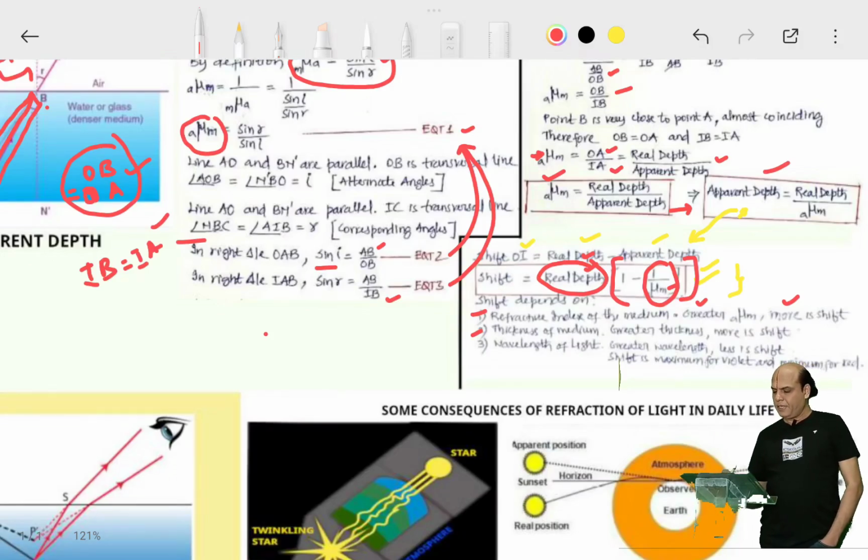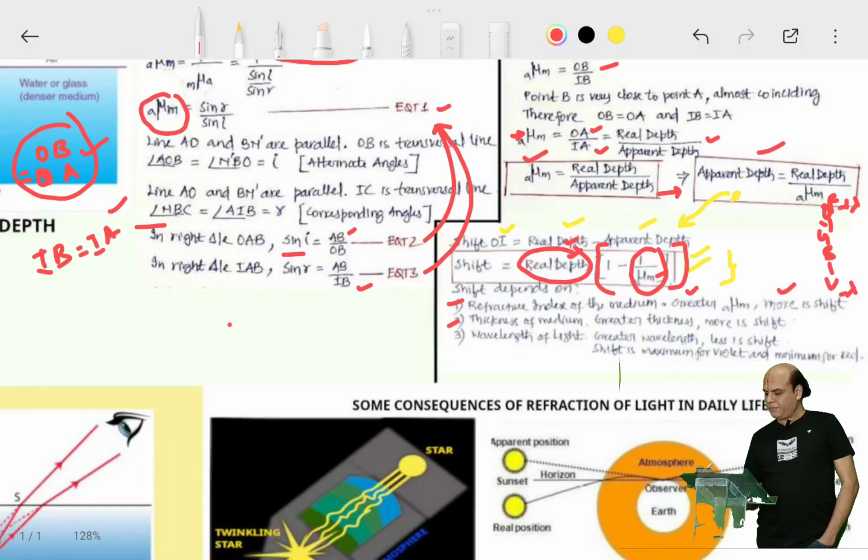Second relationship. Then wavelength. So the greater the wavelength, the less is the shift. In the VIBGYOR spectrum, the wavelength is minimum here and maximum here. So the greater the wavelength, the minimum would be the shift. So for red light, the shift would be minimum, and for violet light, shift would be maximum.